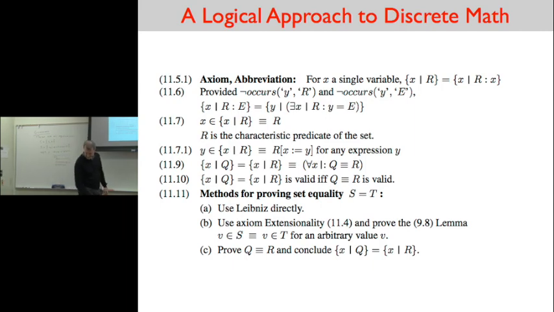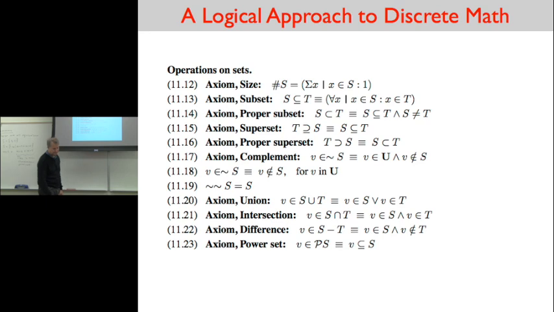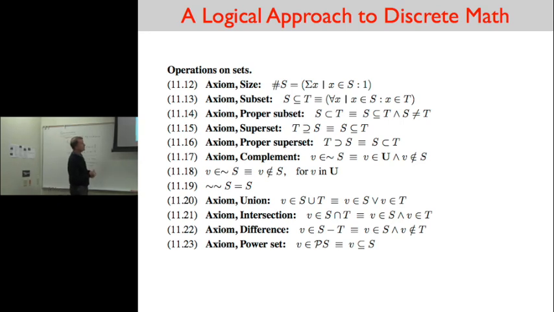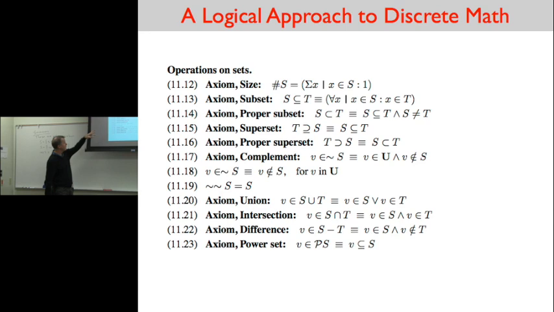Now, the next set of theorems and axioms introduce some operations, some binary infix operators, and some other characteristics of a set. So let's take a look at 11.12 first. Axiom size. Now, you know this pound sign? This is kind of like an abbreviation in mathematics, and the way you say this is the number of elements. When you say pound S, you mean the size of S or the number of elements in S, okay?